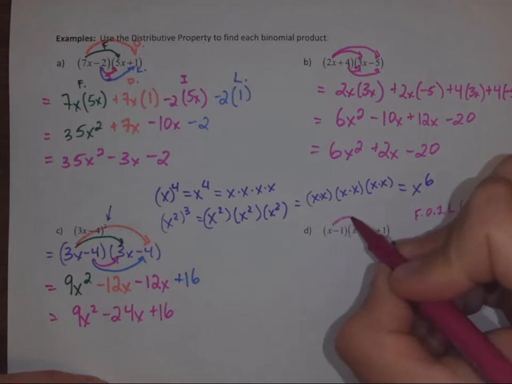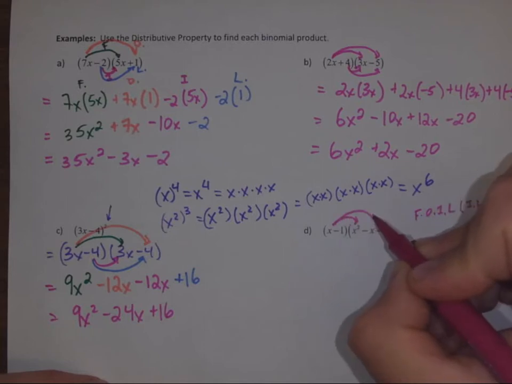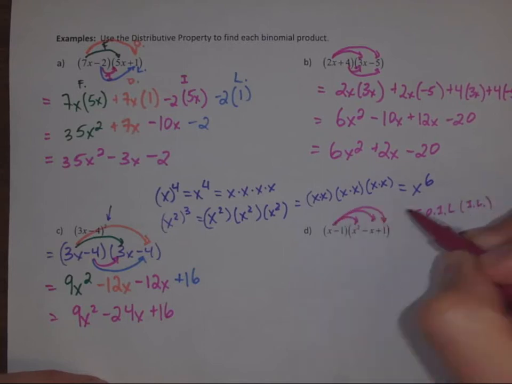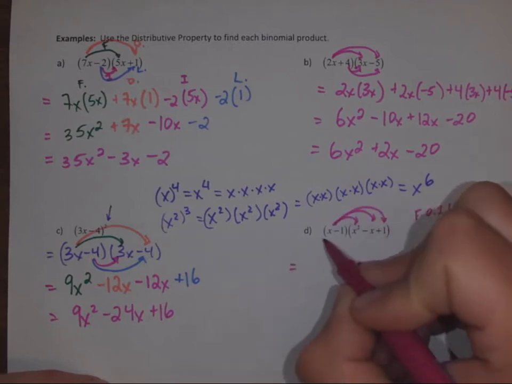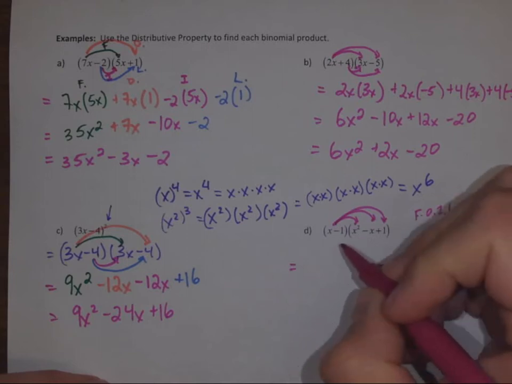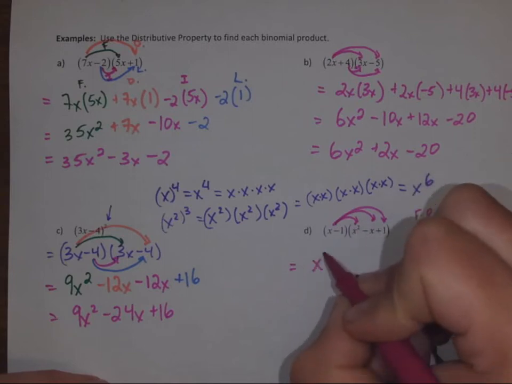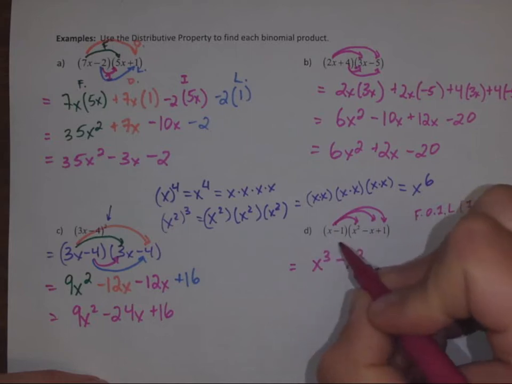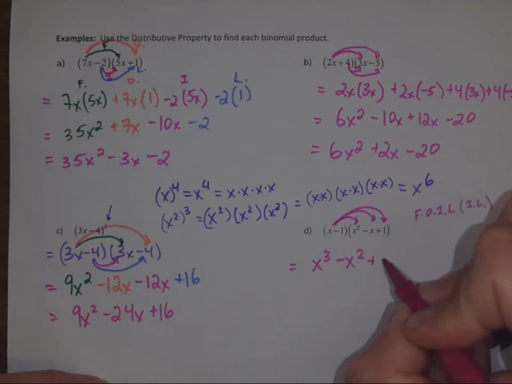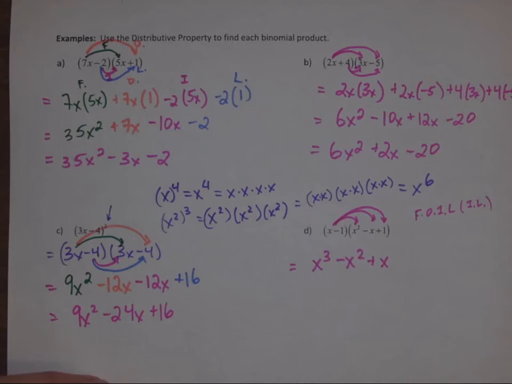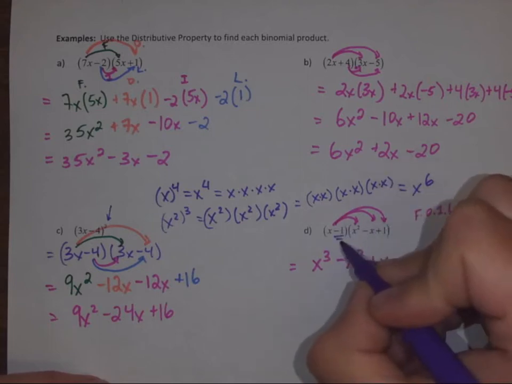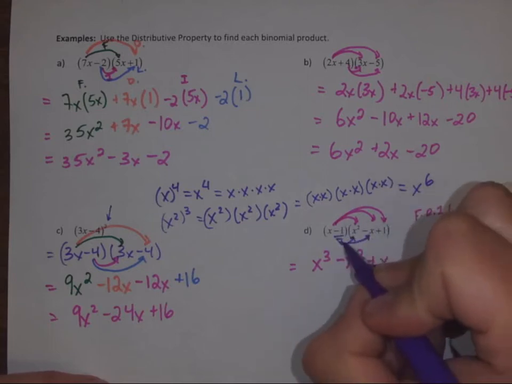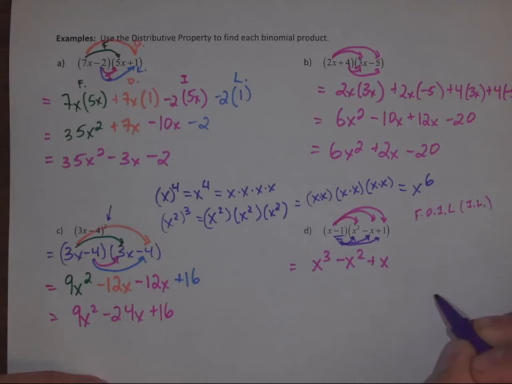We need that first term to be distributed to all three. X times x squared is x cubed. X times negative x is negative x squared. X times positive 1 is plus 1x. We then also need that negative 1 to be distributed to every one of the terms in the second bracket.